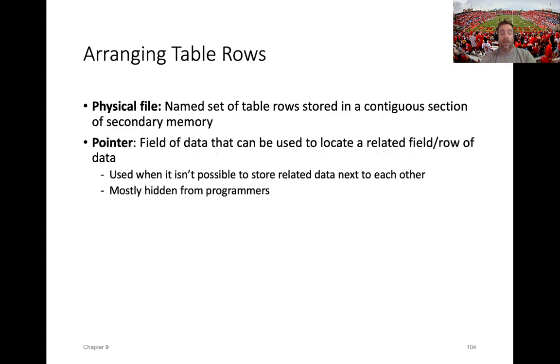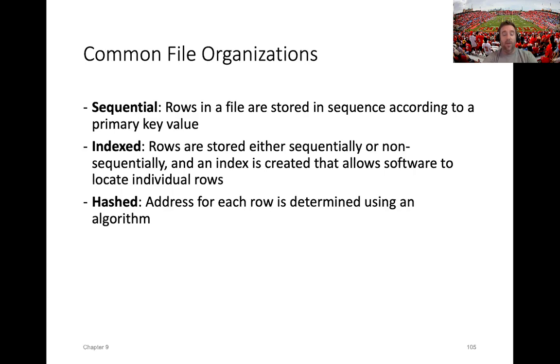Okay, what else do we have? Arranging table rows. We have a physical file, a named set of table rows, all stored next to each other. A pointer is a field of data that can be used to locate a related field or row of data. What other common file organizations do we have? We can have sequential rows, indexed rows, or hashed rows. Look at the slides to get examples of that.